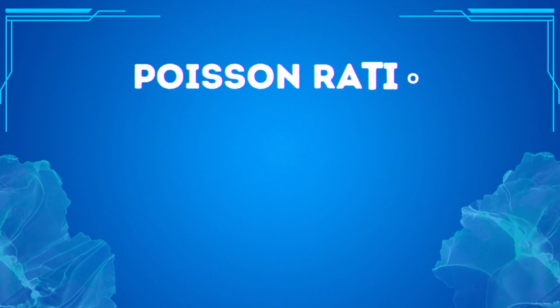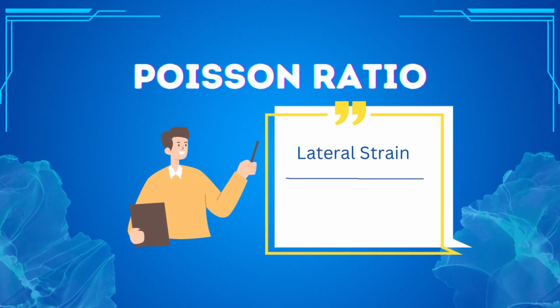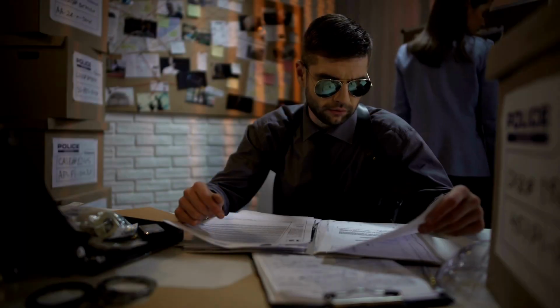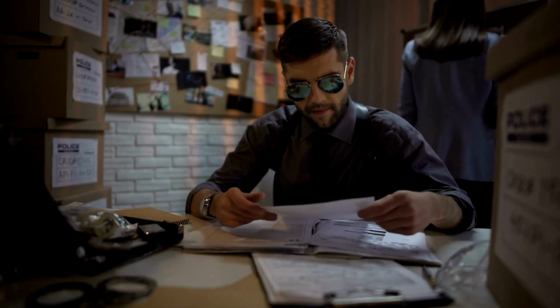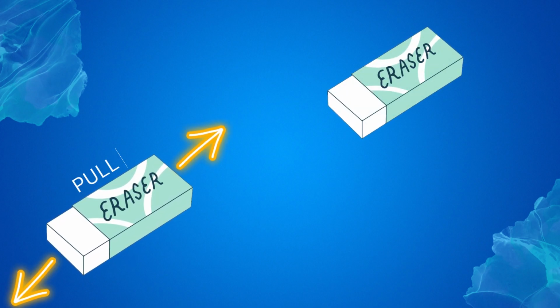Poisson ratio has always been defined as a ratio of lateral to longitudinal strain. Now let's dig deeper and get more valuable insight on this particular topic. Take a piece of eraser and try to pull and push it.